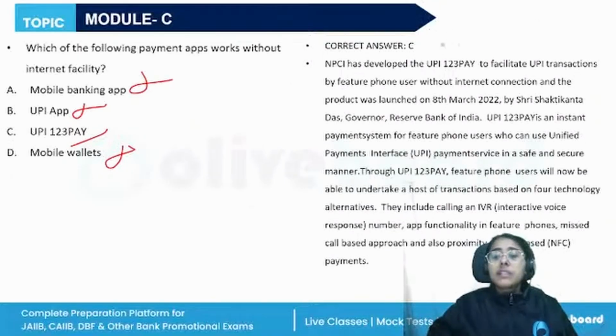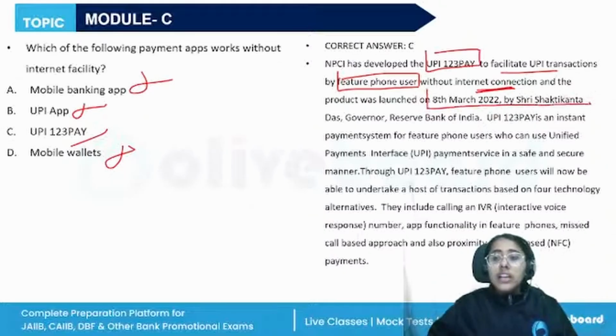NPCI has developed the UPI 123 Pay to facilitate UPI transactions by feature phone users. It is a phone that does not have an internet connection, and it was launched on 8th of March 2022 by Shakti Kanta Das, the then governor of RBI. This is very important. Launched when? 8th March 2022 by Shri Shakti Kanta Das.